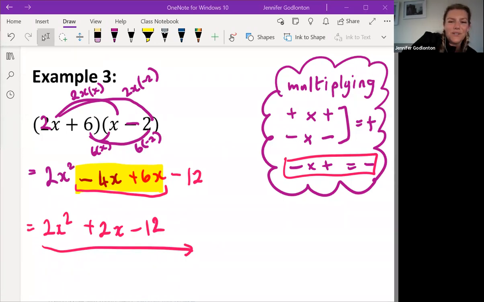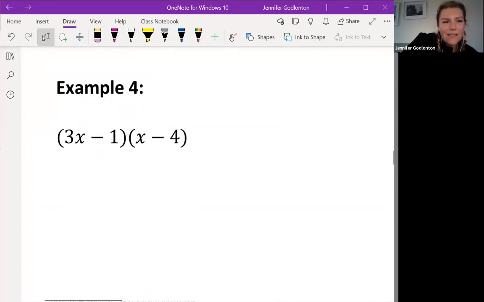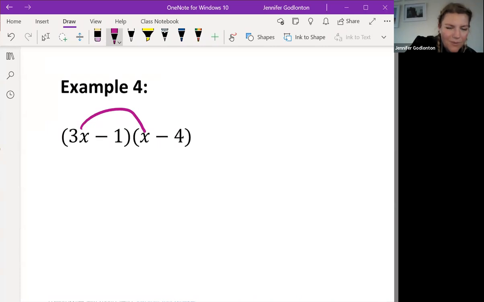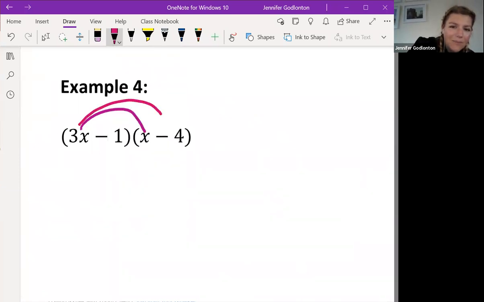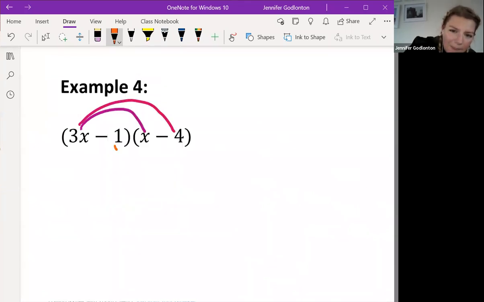Okay, I'm going to go on to the next question because I feel like we're just going to sit here otherwise. Let's give this one a try. So keep the same thing in mind. Just keep on thinking first, outers, inners, lasts. First term multiplied by your first term, outer multiplied by your outer, inner multiplied by your inner, and then your last term multiplied by your last term.